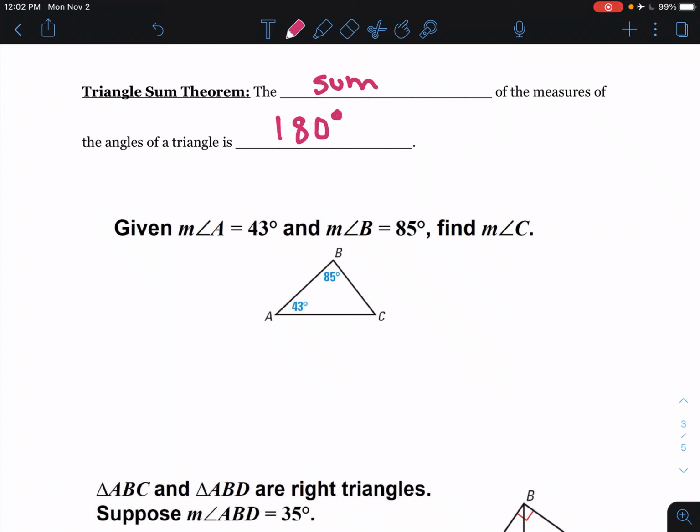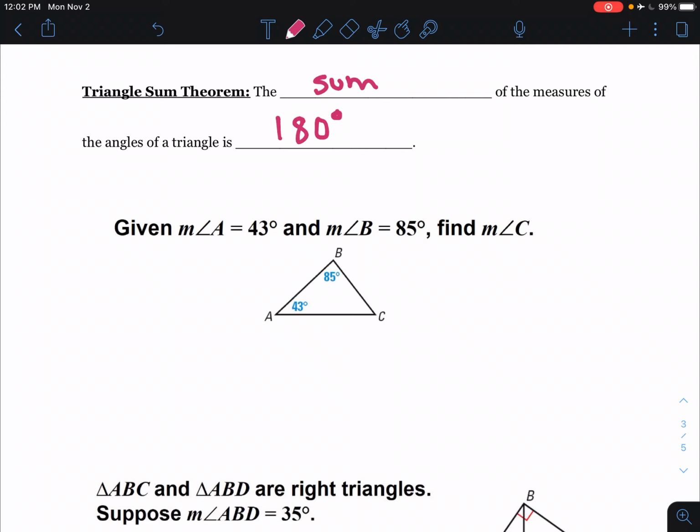It doesn't matter how you draw a triangle. The sum of the angles will always be 180 degrees. It's impossible to make a triangle that doesn't do that. So if I have a triangle here, and I know one of its angle measures is 43, one of its angle measures is 85, what does that mean the other angle measure is?